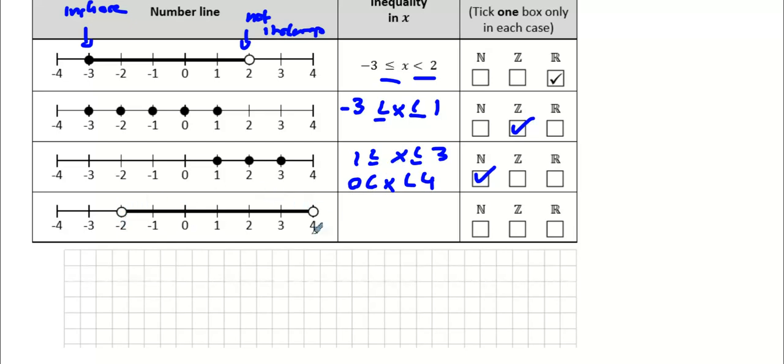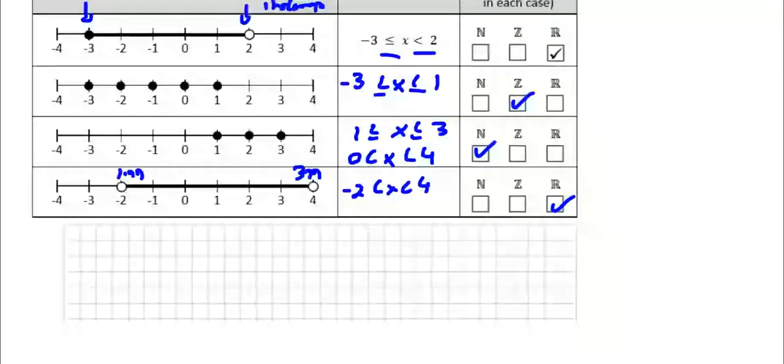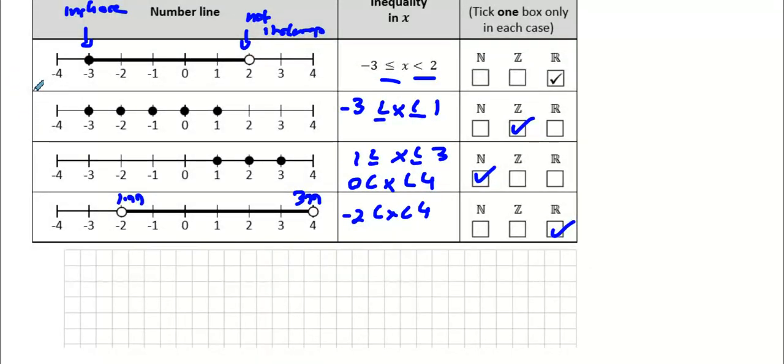This one's not included, this one's also not included, so it's -2 less than x, because it has to go all the way up to 1.999, so -2, anything bigger than -2, but then again anything smaller than 4, because it can be 3.99 as well, and this is element R. Okay, now this is question 11. Okay, next part.